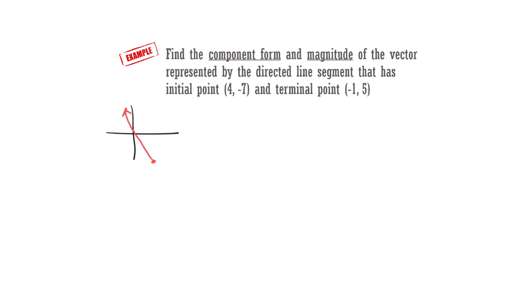So the first thing I want to do is get it put into standard position so that it would be written in component form. So for component form, I'm going to go ahead and just call this vector v. Remember how we do this. You take the terminal point minus the initial. So -1 minus 4, and then do the y values, 5 minus -7.